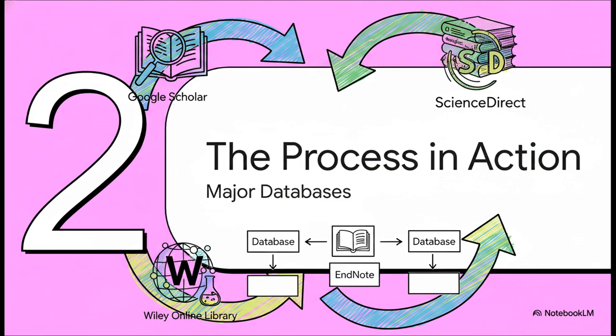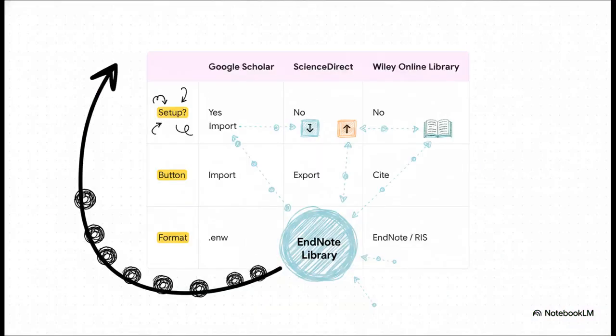Okay, theory is great, but let's see how this universal loop actually plays out in the real world. We're going to walk through Google Scholar, ScienceDirect, and Wiley Online Library, and you'll see just how consistent this process really is. Think of this as our map for the next few minutes. It shows you the exact button you're going to be looking for on each platform. Now, notice how the button name might change a little. It could be import, export, or cite, but the process underneath stays exactly the same.